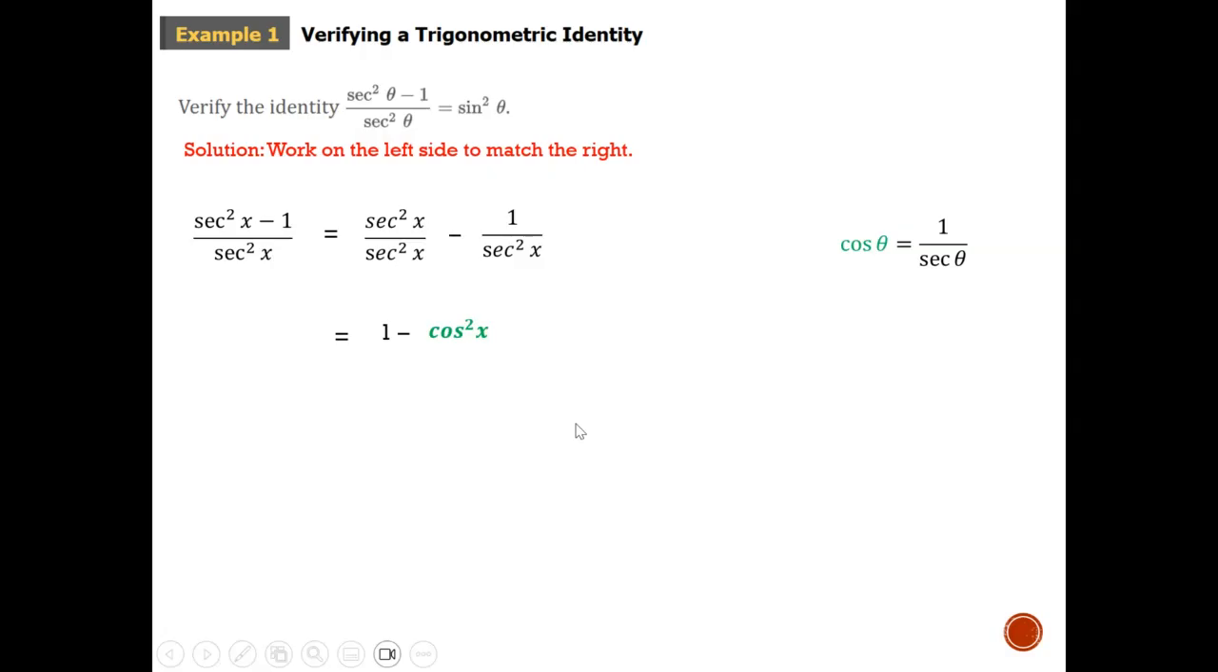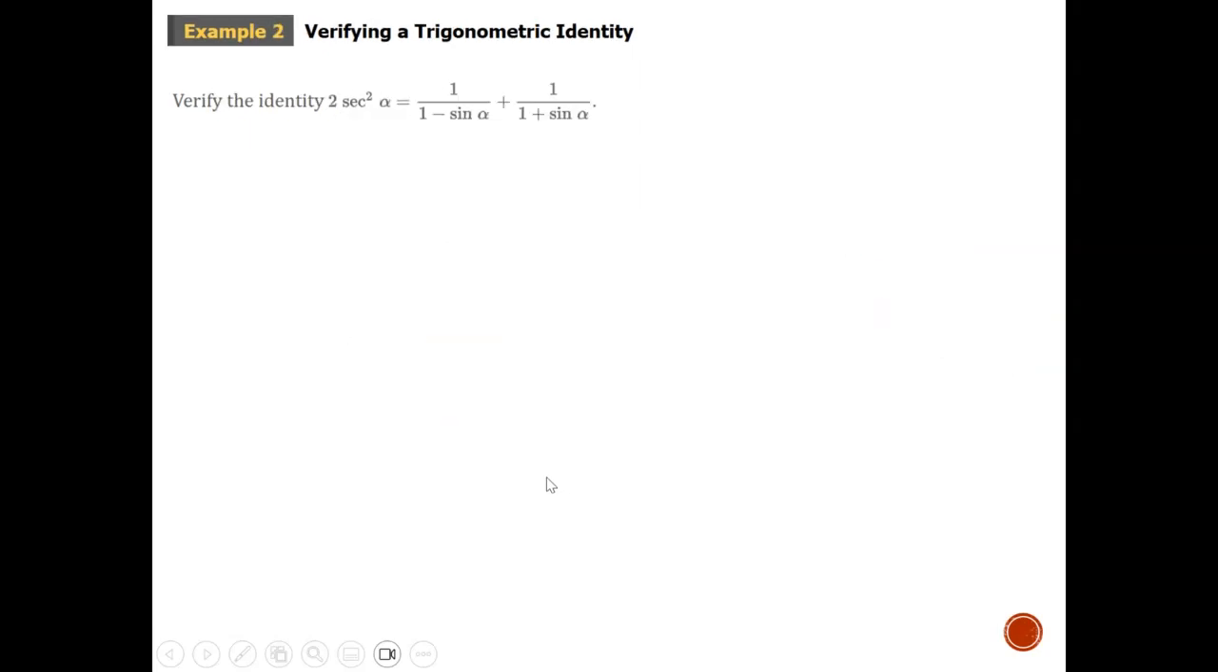Now I'm going to use the Pythagorean identities. 1 minus cosine squared x, you're going to go to the one that has sine and cosine, right? So here, guys, if we solve for sine squared, it's going to give us 1 minus cosine squared x, which matches what we're looking for. So my answer will be sine squared x. Isn't it amazing, guys, that you have something that looks complicated and then you get a very simple answer? Okay, now example number 2.